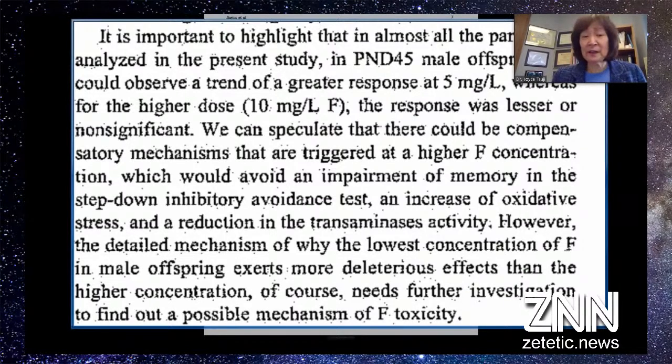Because what we have here is, you see a difference between the 5 milligram per liter low dose treatment group and the control, but you don't see any statistically significant effect when you get higher, which doesn't make any sense. That is not dose response.